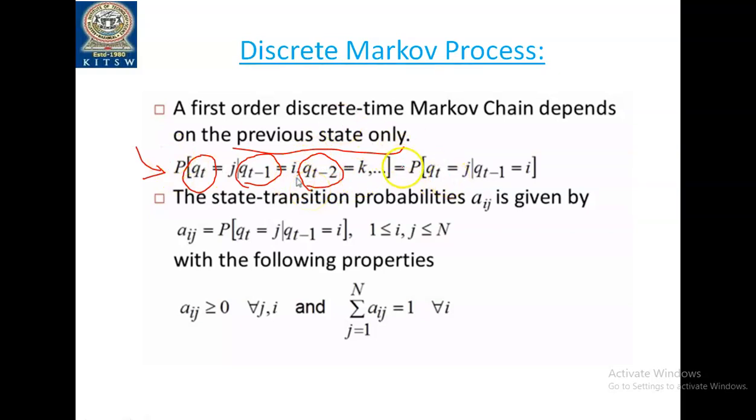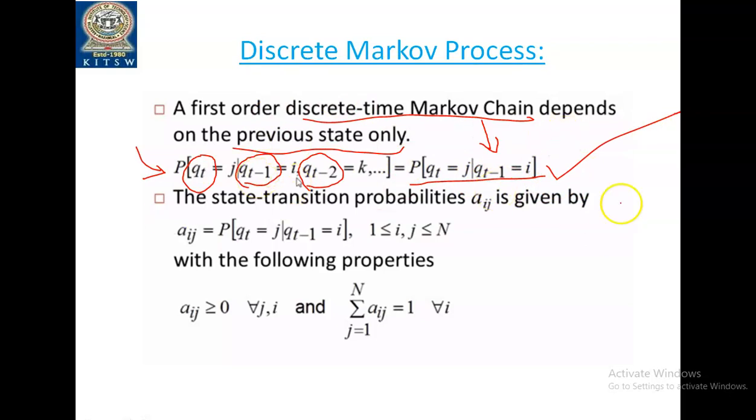This equation can be rewritten like this, because the discrete time Markov chain depends only on the immediately previous state. Therefore, we are not going to calculate all the probabilities of the past data. We are only estimating the probability of the current state with respect to the previous state. That's all. So the probability of qt given qt minus 1 is very important.